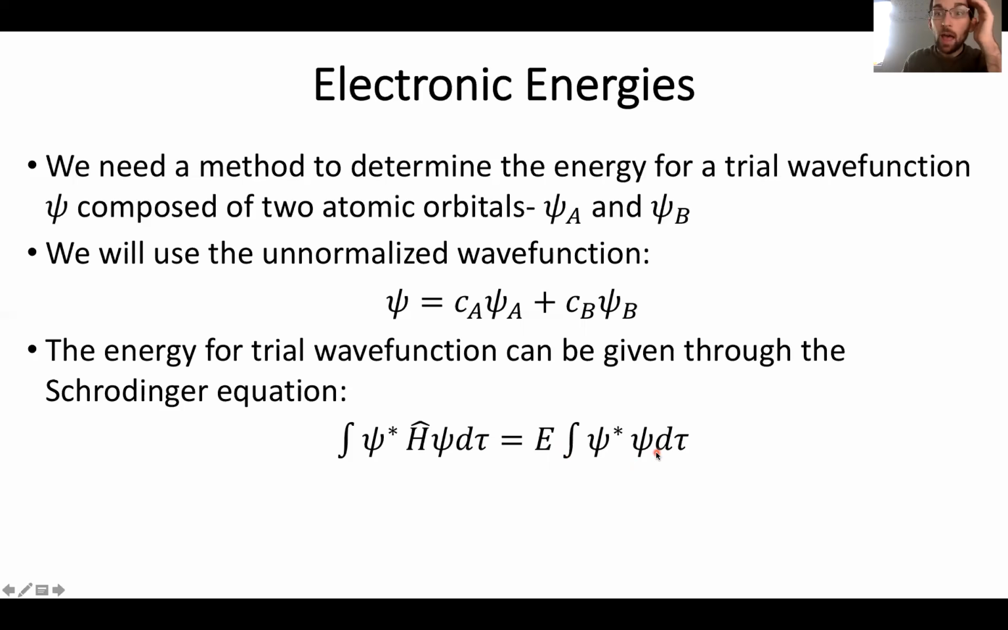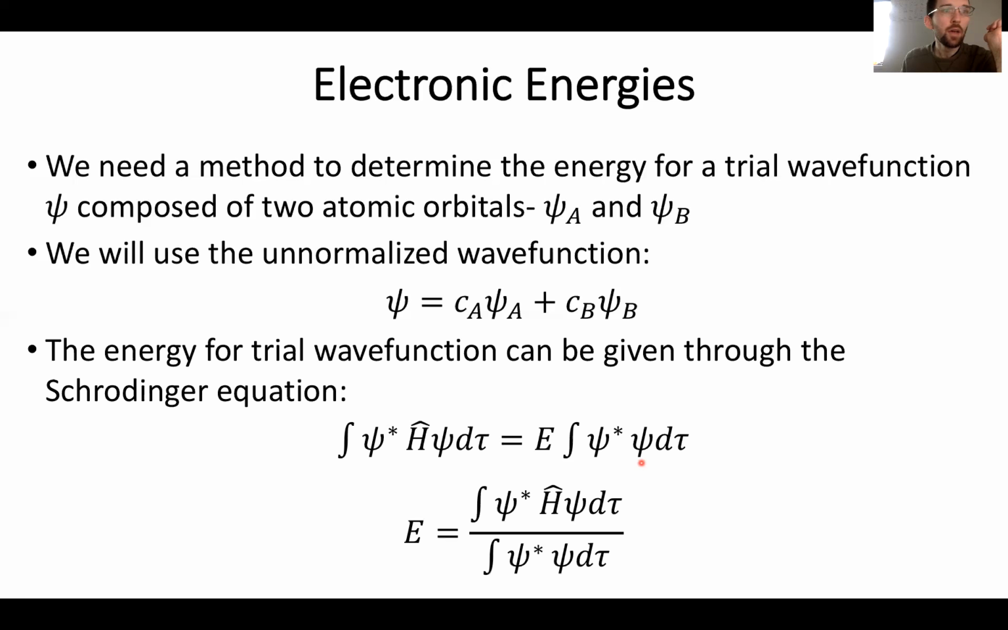an eigenfunction of the Hamiltonian. So this equation should be fairly universal. No real major assumptions here, besides the fact that I'm using a normalized wave function. Now, if I do this, what I can then do is go ahead and rearrange my equation to pull the energy term out in front. And so if I do this, then I just have the energy as a ratio of two integrals.